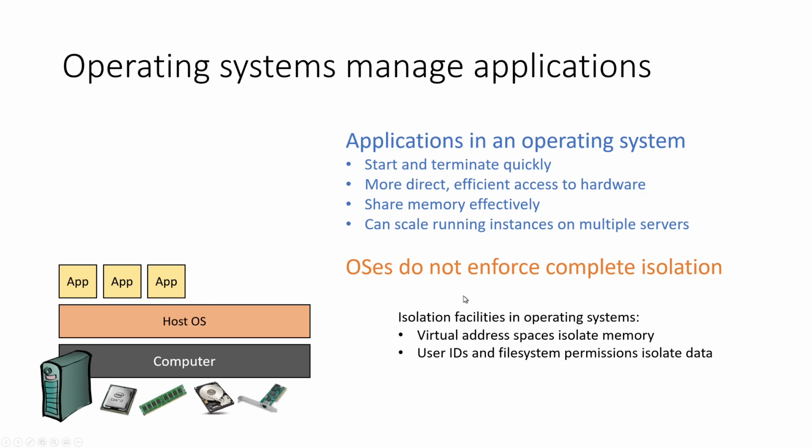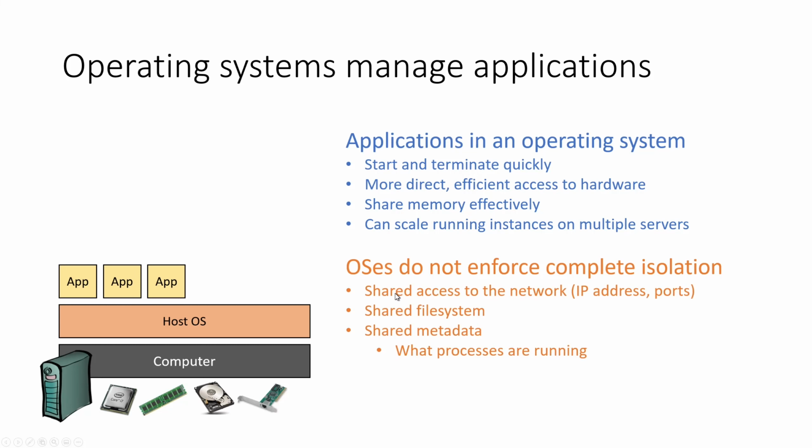We know that the operating system has some isolation facilities. For example, processes have virtual address spaces so that one program doesn't interfere with another program's memory. And we have user IDs, and each user has a set of privileges, and we can use the user IDs to control access to files on the file system, for example. So there are some isolation facilities enforced by default in operating systems, but they don't enforce complete isolation.